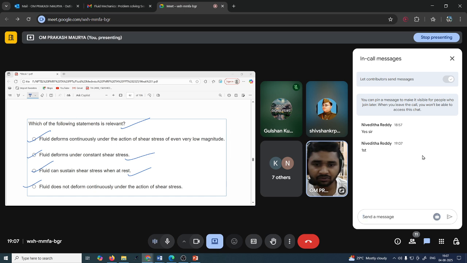Okay. Reddy is telling option A. Okay, fine. Navidita, Reddy and another student. Ravi is also telling option A. Very good. Other students, please also try to write your answer. I'll wait a few minutes, then I'll discuss.